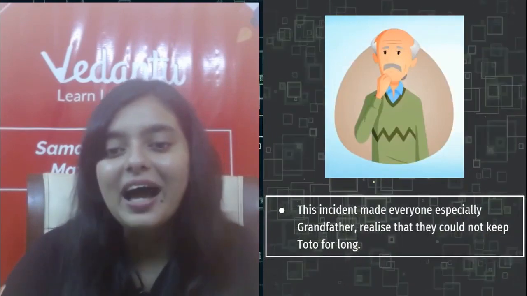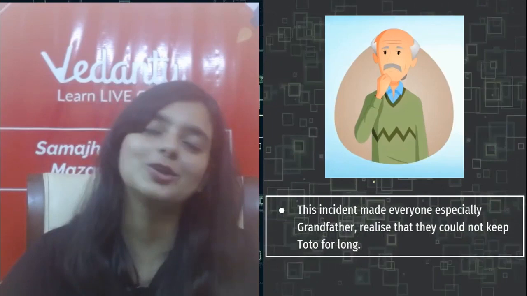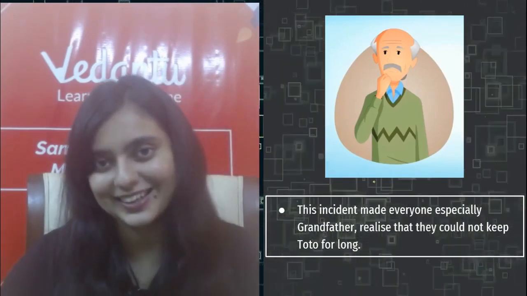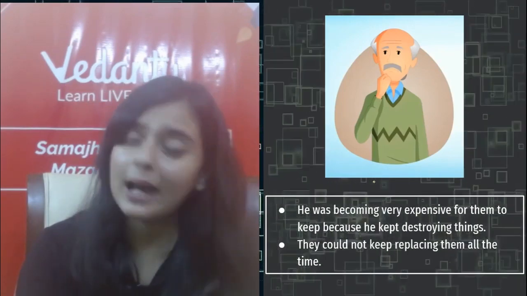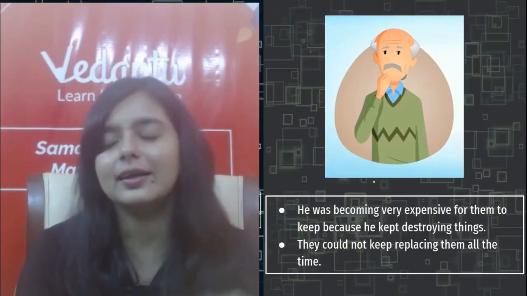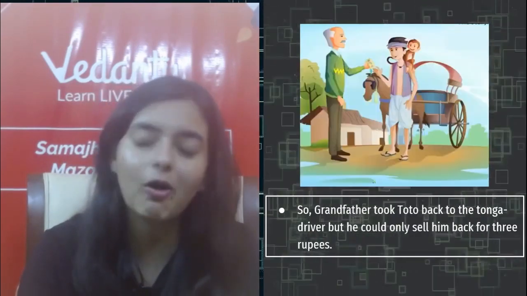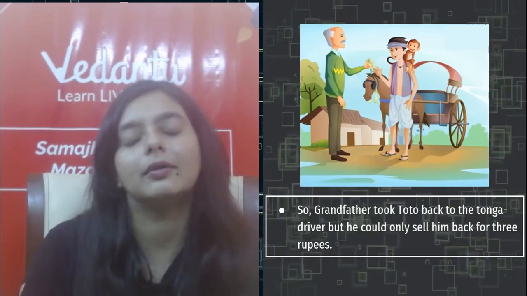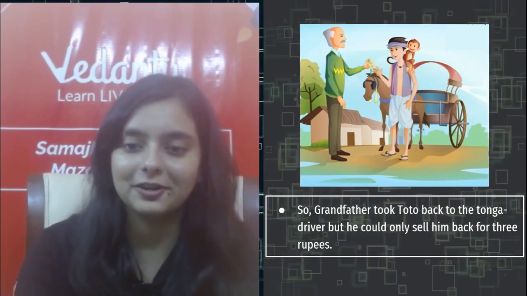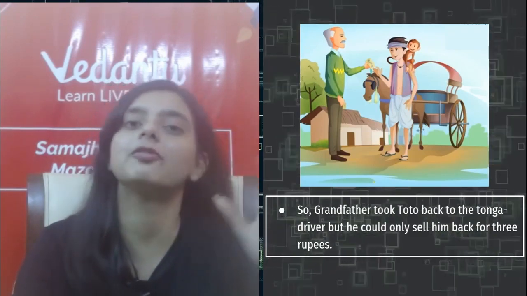बताओ. So this incident made everyone, especially grandmother, realize that it is not possible to keep Toto as a pet, right? So what do you think about it, guys? He was becoming too expensive for them, and he kept on destroying things at home. Replacing them all the time was not possible. So then what did he do finally? Grandfather took him back to the Tonga driver. And then he could sell only for 3 rupees, but he had bought for 5 rupees.